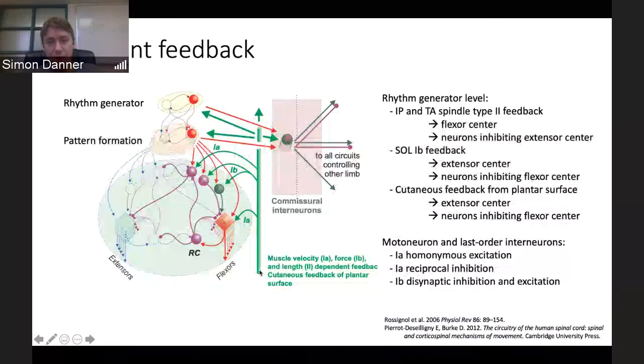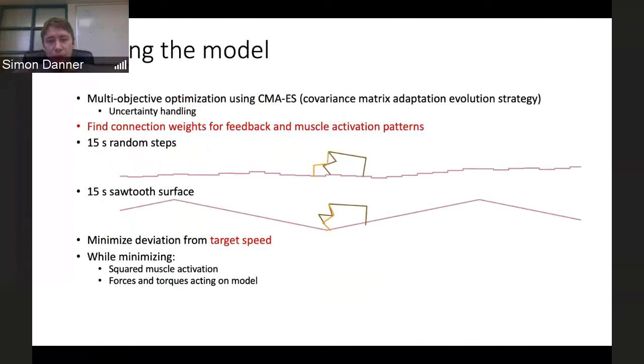Additionally, we implemented low-level reflexes and reflex pathways like 1A autogenic excitation, 1A reciprocal inhibition, and 1B disynaptic inhibition and disynaptic excitation. So in order to find the weights for the feedback and the weights from the pattern formation layer to the motor neurons, we used optimization techniques. It's called covariance matrix adaptation evolution strategy, and that's a relatively robust way of optimizing nonlinear systems and should be able to avoid local minima.